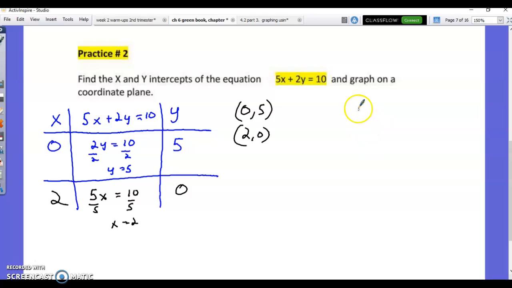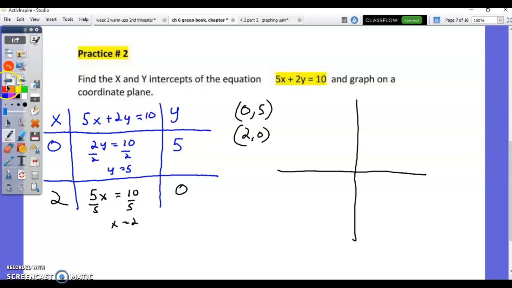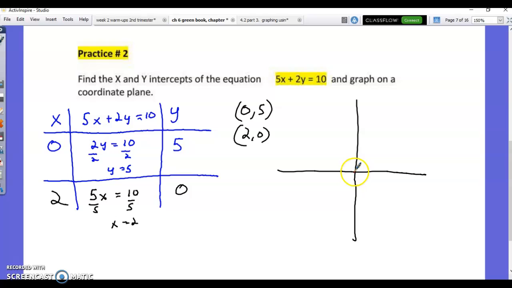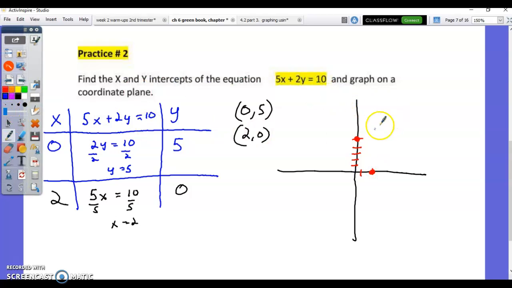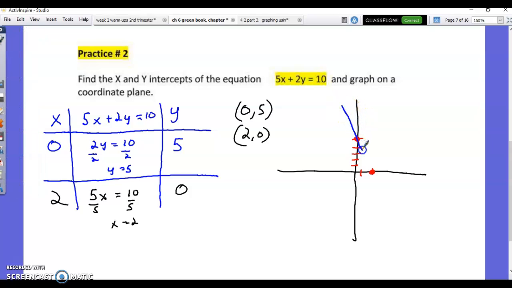I'm going to graph this on a coordinate plane that I'm going to draw. So I'm going to plot these points first. I'm going to put tick marks over here. So 0 for the x is not left or right, and 5 for the y. So I'm going to go up 5. So I'm going to indicate 5 spaces up. 1, 2, 3, 4, 5. Put a dot there. So for 2, 0, I have to go 2 on the x. 1, 2. I'm not going up or down. I put a dot there, and you draw a line through those two dots to graph the line.